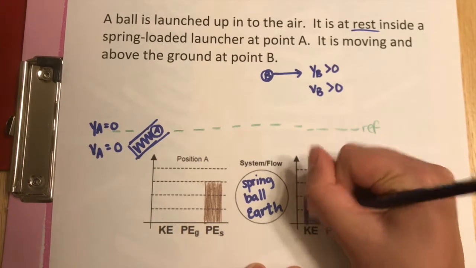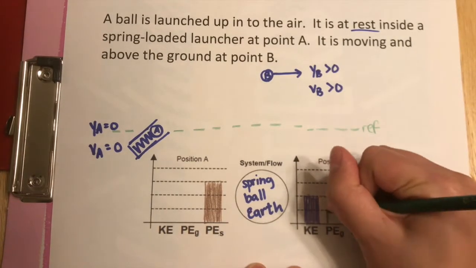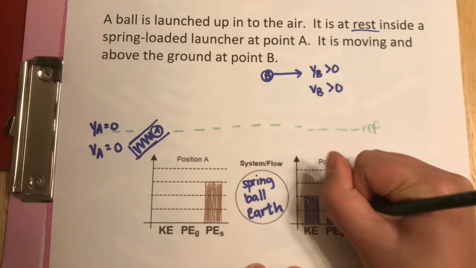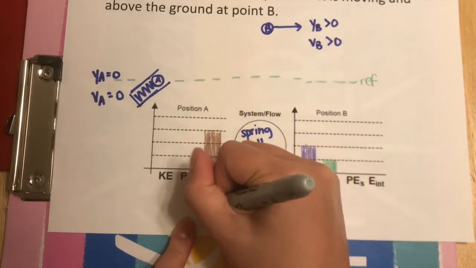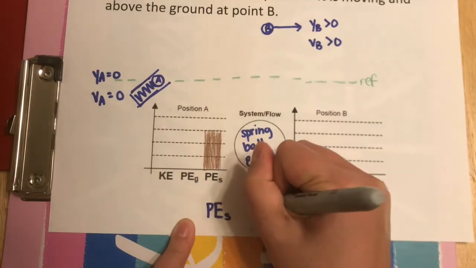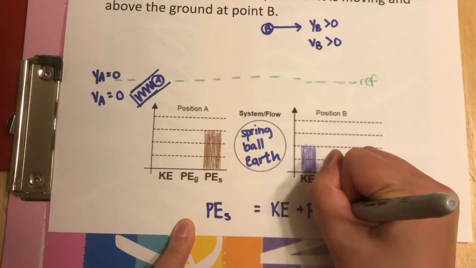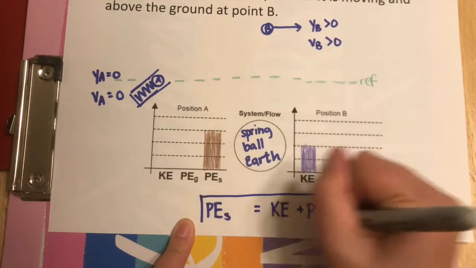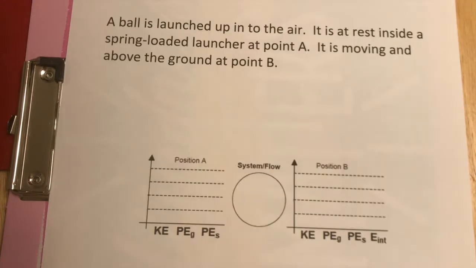But what I'm picking for these numbers here doesn't super matter as long as it adds up to 3. So I randomly picked 2 for the kinetic energy and 1 for the gravitational potential energy. And I could write this correctly as spring potential energy at point A turns into kinetic energy plus gravitational potential energy at point B. Ta-da!